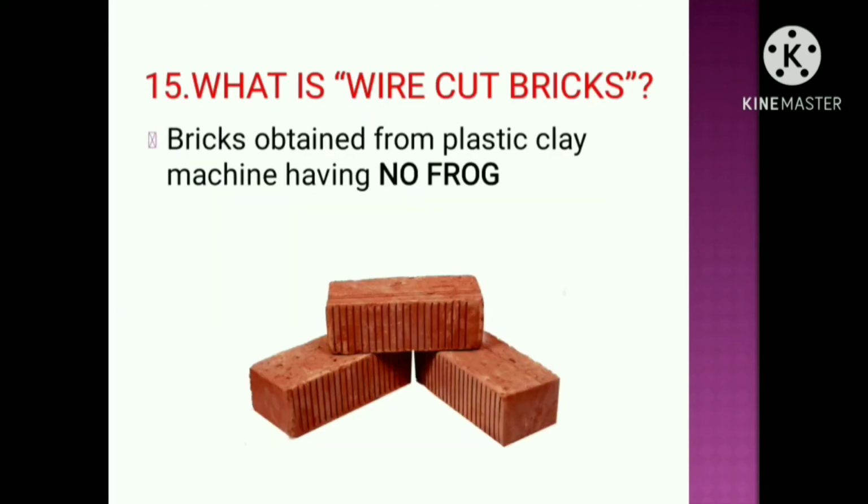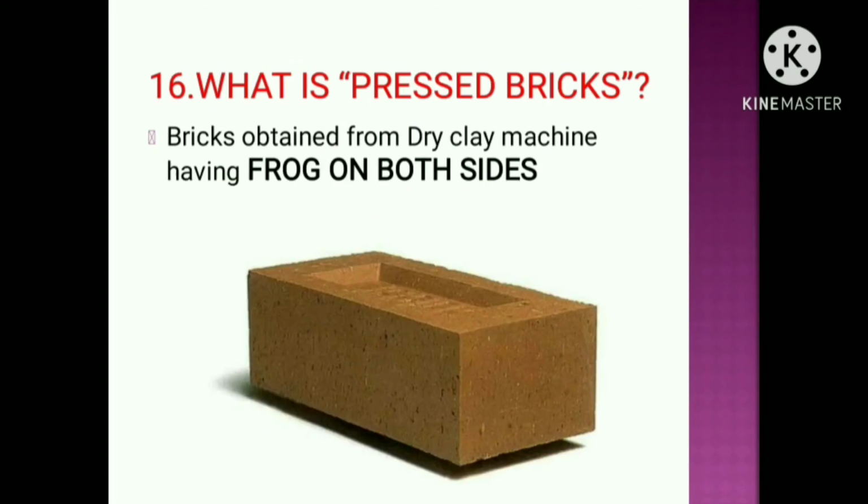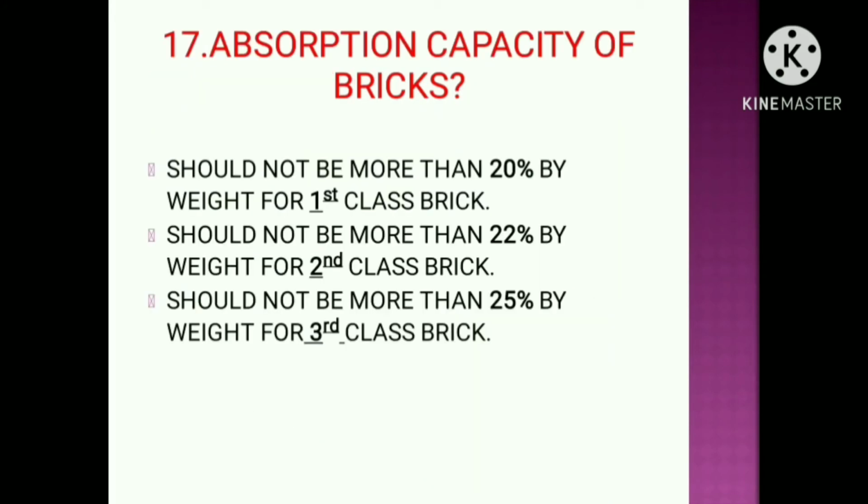What is wire cut bricks? The bricks which are obtained from plastic clay machine having no frog on either side. What is pressed bricks? Bricks obtained from dry clay machine having frog on both sides. Absorption capacity of bricks. It should not be more than 20% by weight for first class brick. It should not be more than 22% by weight for second class brick, and it should not be more than 25% by weight for third class bricks.